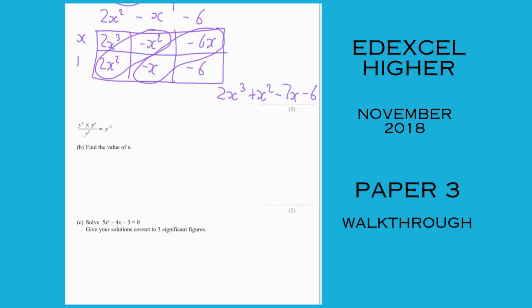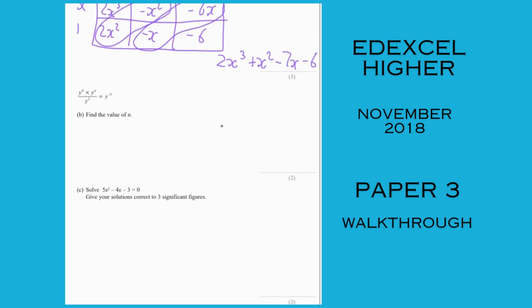Next one, find the value of n. So on top, you've got 4 plus n divided by, which means subtract 2, should give us negative 3. So let's do our thinking out loud. 4 take away 2 is 2. So I take away 2 from both sides. N is negative 5.